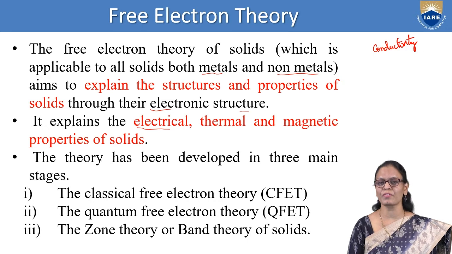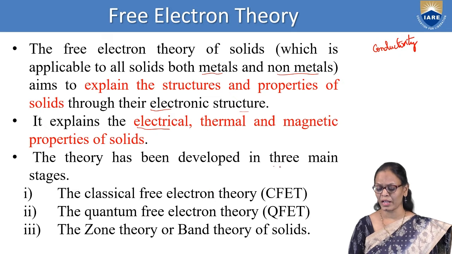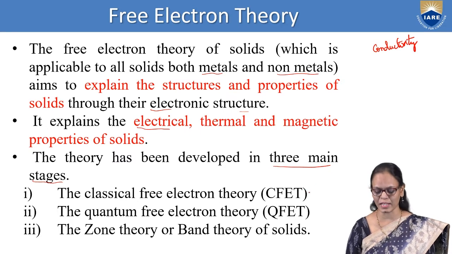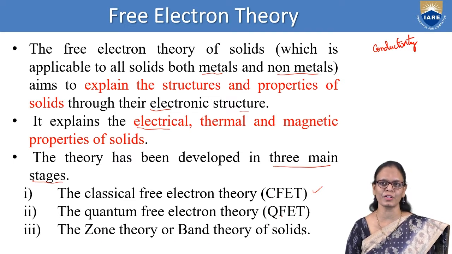If you come to the free electron theory, we classify it into three main stages. The first one is the classical free electron theory, which we call CFET. C stands for classical. And then we have the quantum free electron theory, QFET. And then we have the zone theory or the band theory of solids. We have discussed these two in detail, but we will quickly have a recap and then we will go to the zone theory today.